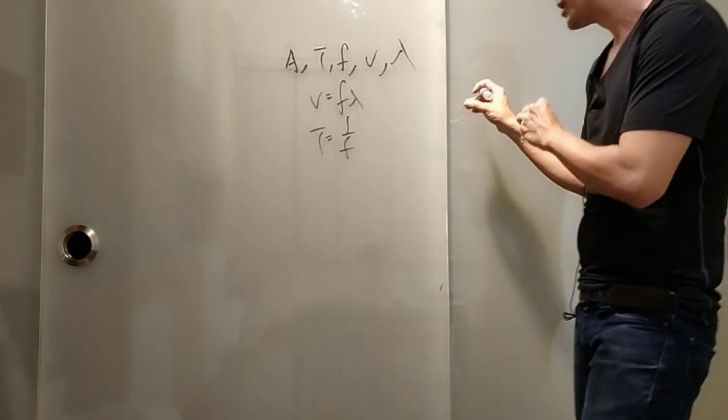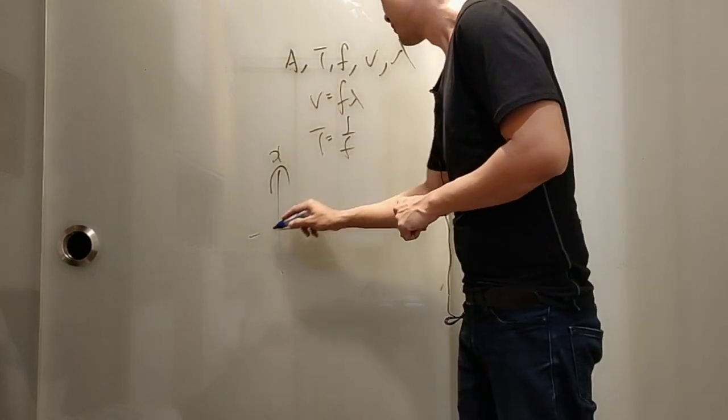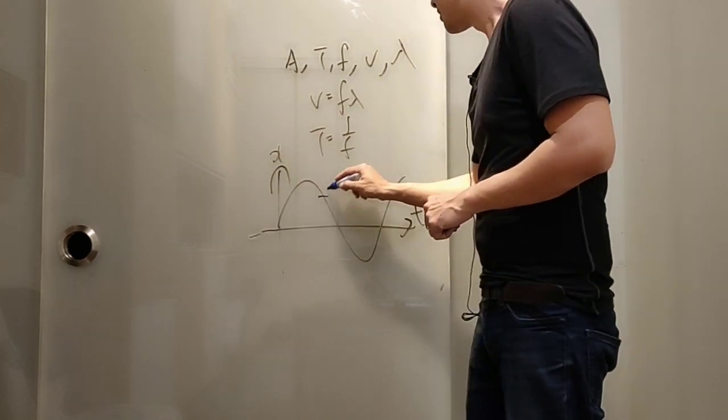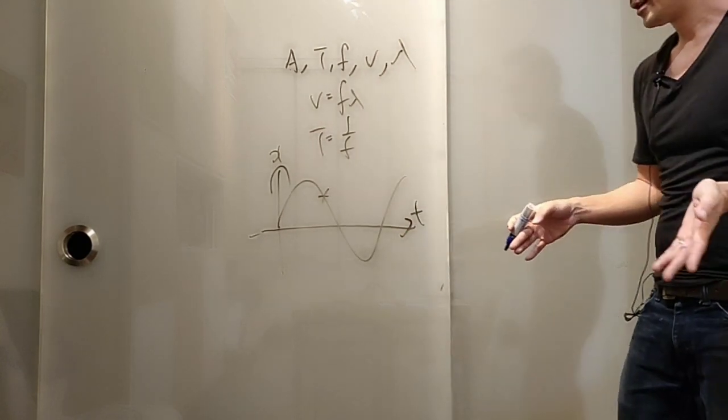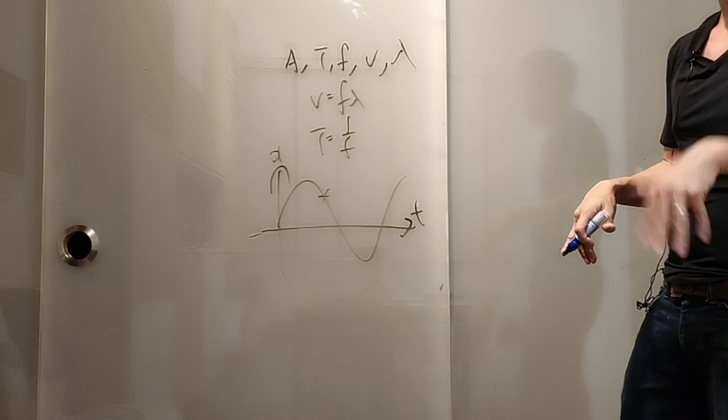But something more tricky is this. Say for example, if I've got an x-t graph, is this particle moving up or down? Say it is a transverse wave. So as the wave moves past, does it go up or down?